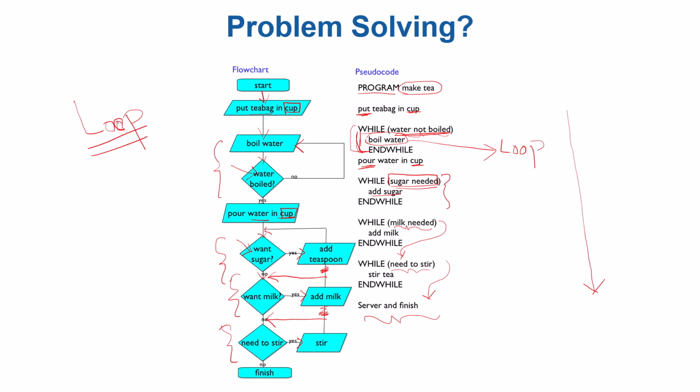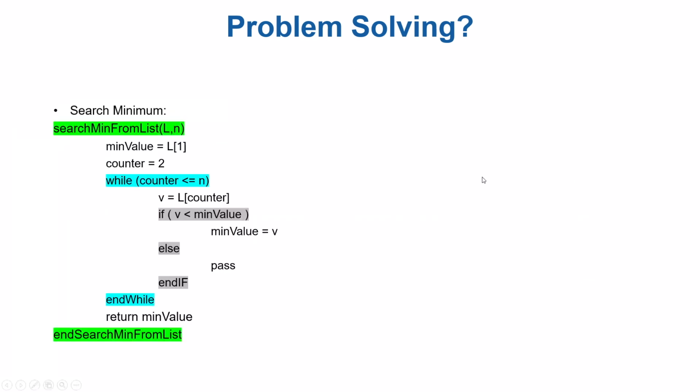So in the next video, we are going to solve a problem of finding the minimum value from a list of values, sometimes called the searching problem. We're going to solve it first using pseudocode, and then in a later video, we will see how to write the actual Python code for that problem. So hope to see you in the next video.